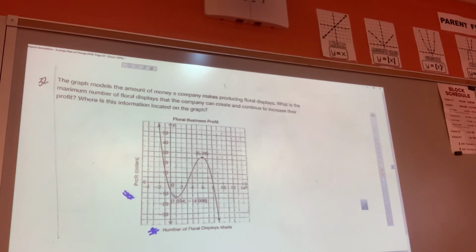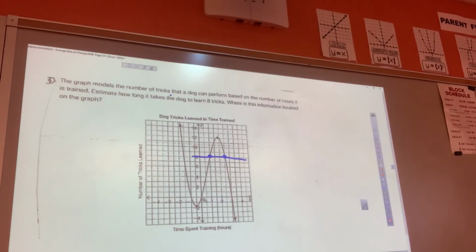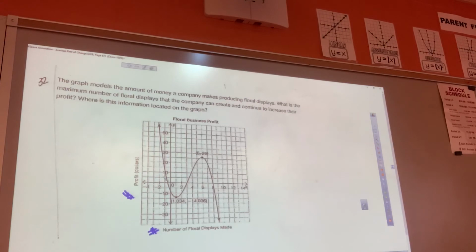So we're starting here. Now this is interesting. Remember with this problem, we were like, oh, at 0 hours, the dog has learned 0 tricks. So we go through there, but what happens here? We don't have this going through 0, 0. It looks like maybe we're down here at -10. Do you know what that would mean?